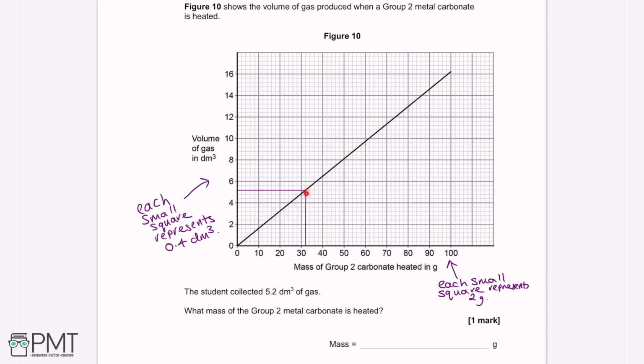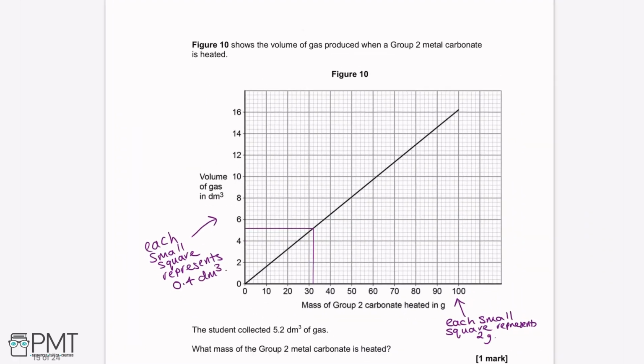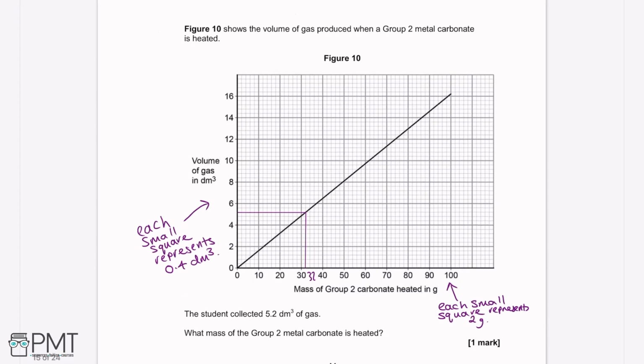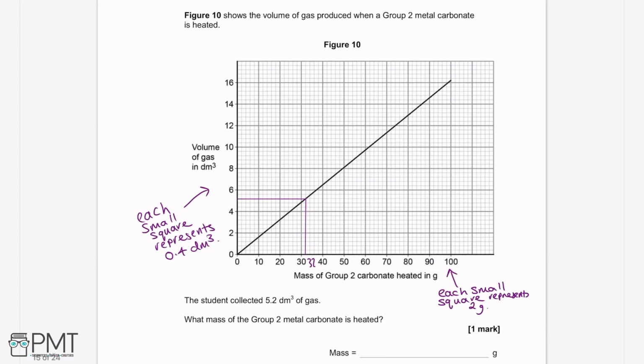And then I've gone down to the x-axis to this point here, which tells me the mass of group 2 carbonate heated in grams, which is what I want. So if I now read off the x-axis, I read 32 grams, which is the correct answer for 1 mark.